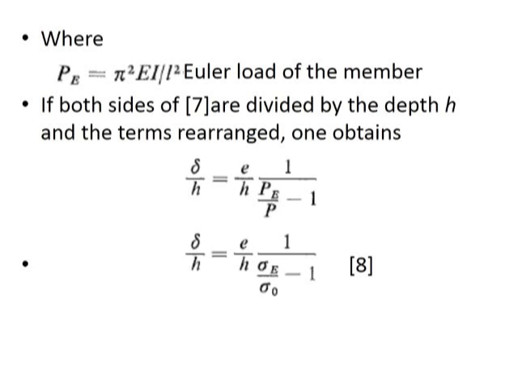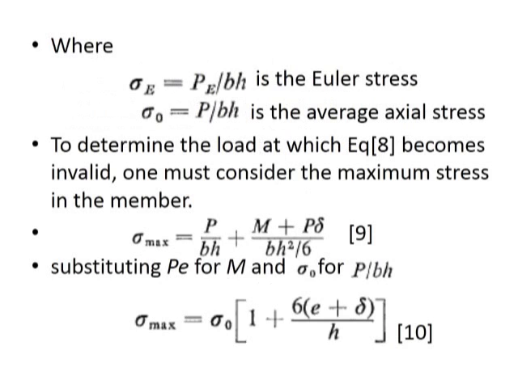If both sides of equation 7 are divided by the depth h and rearranged, we obtain the equation delta by h is equal to e by h into 1 by (sigma E by sigma naught minus 1), where sigma E is equal to Pe divided by b into h, which is the Euler stress, and sigma naught is equal to P by b into h, which is the average stress.